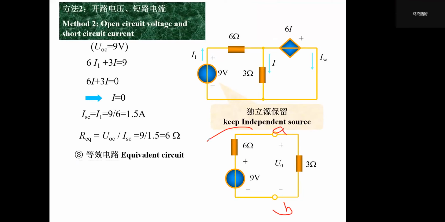Now we transform the left side of the circuit into this one, and we put back the 3 ohm resistor branch here. So it's very easy to calculate the corresponding voltage. Obviously it is 3 volt, right? So of course, if you can master this method, you can still use the traditional way to solve it.